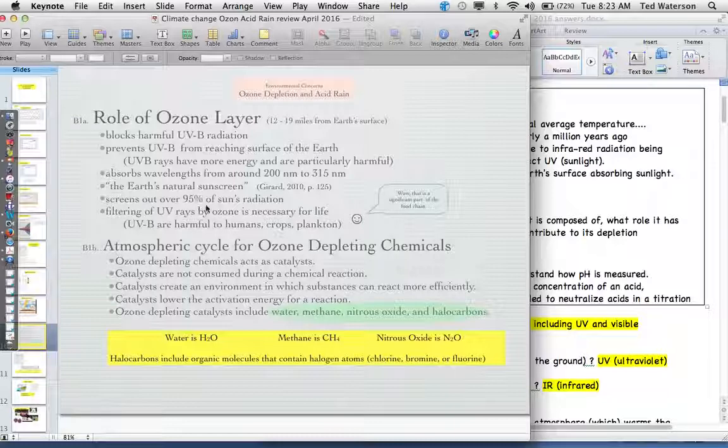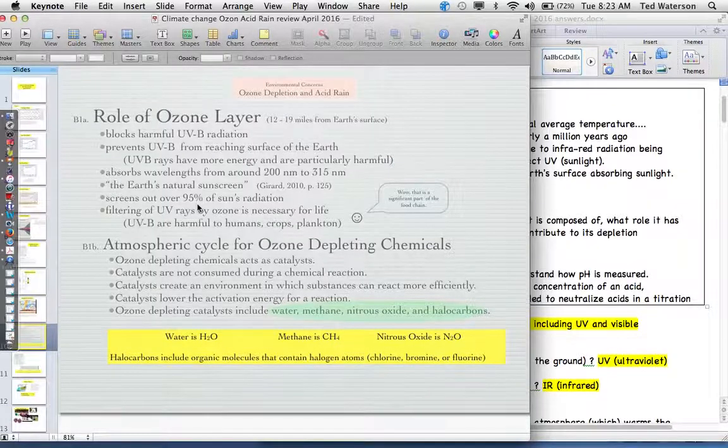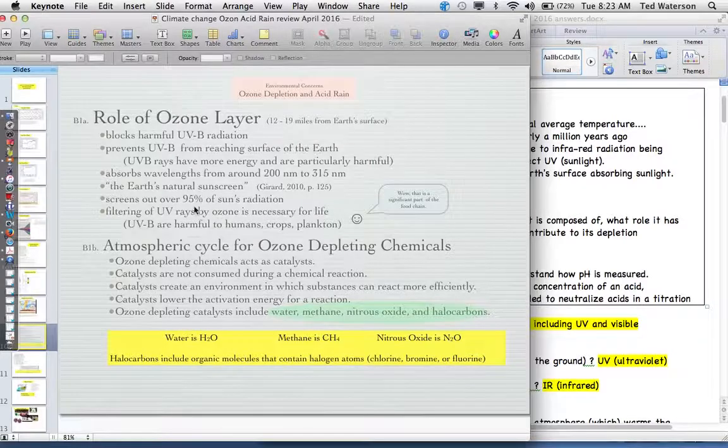About 95% of the sun's radiation is blocked out by the ozone layer. Now remember, the ozone is above the troposphere, it's in the stratosphere, so this is above Mount Everest. But yeah, the Earth's natural sunscreen, filtering, screening out, blocking 95% of the sun's radiation. That's awesome. That's a great way to think of the ozone layer.